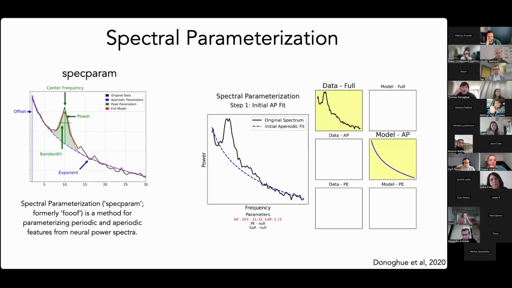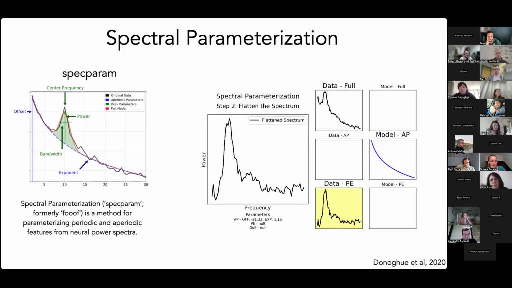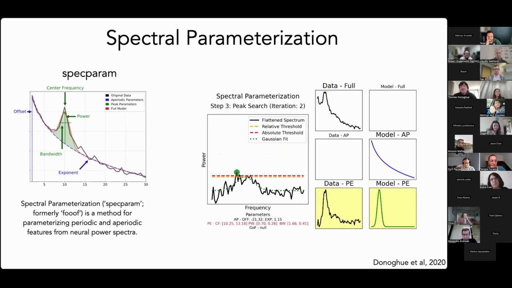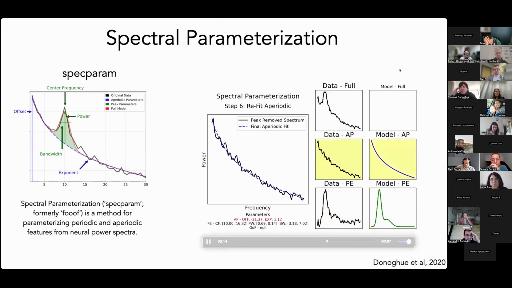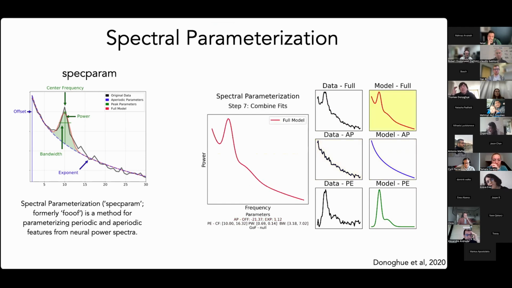And we've been very happy to see how much this has taken off. There are lots of studies looking at this and finding a lot of empirical work on why the aperiodic component is an interesting feature, relating to clinical and cognitive measures of interest.